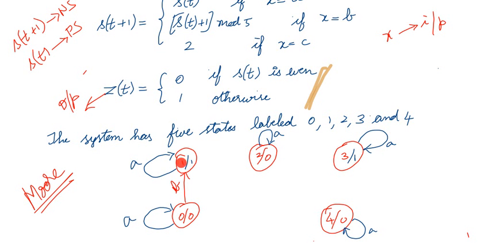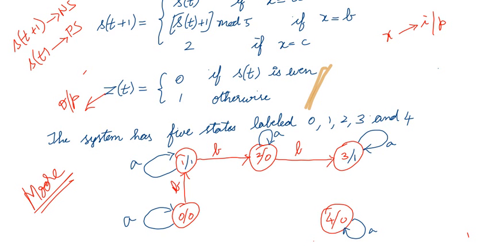Now we are in state 1. When the input is B, we go to what state? State 1 plus 1 is 2, mod 5, 2 mod 5 is 2. So when the input is B, we go to the state 2. Similarly, in which state are we now? S of t is 2. Input is B, so 2 plus 1 is 3, and 3 mod 5 is 3. From the state 2, we go to the state 3.